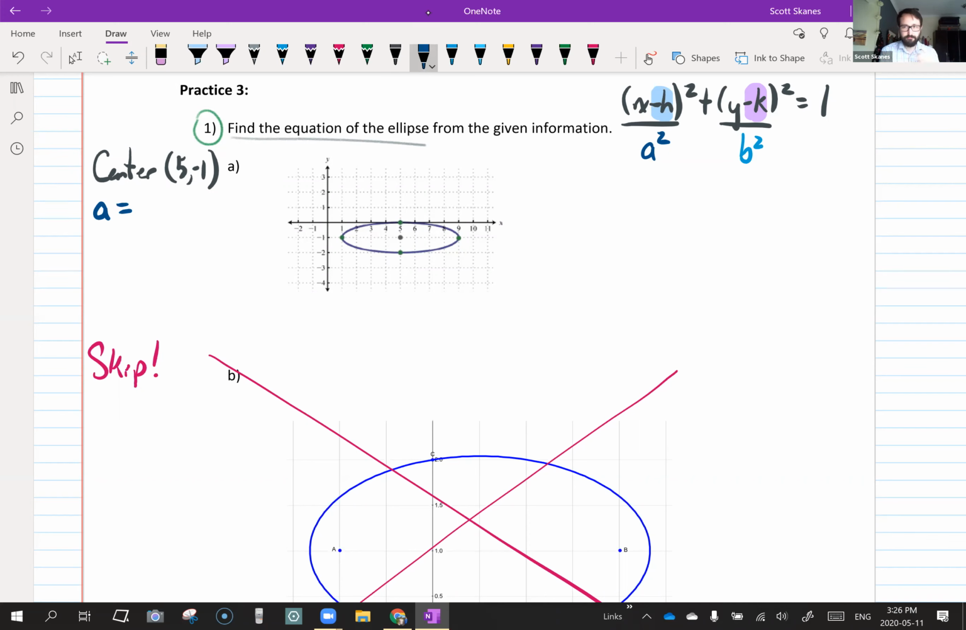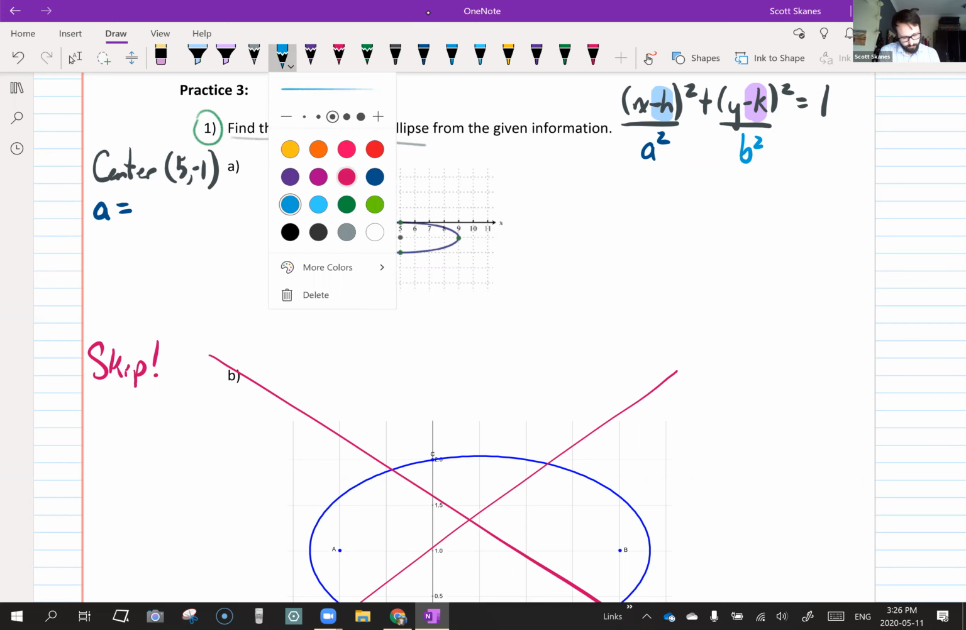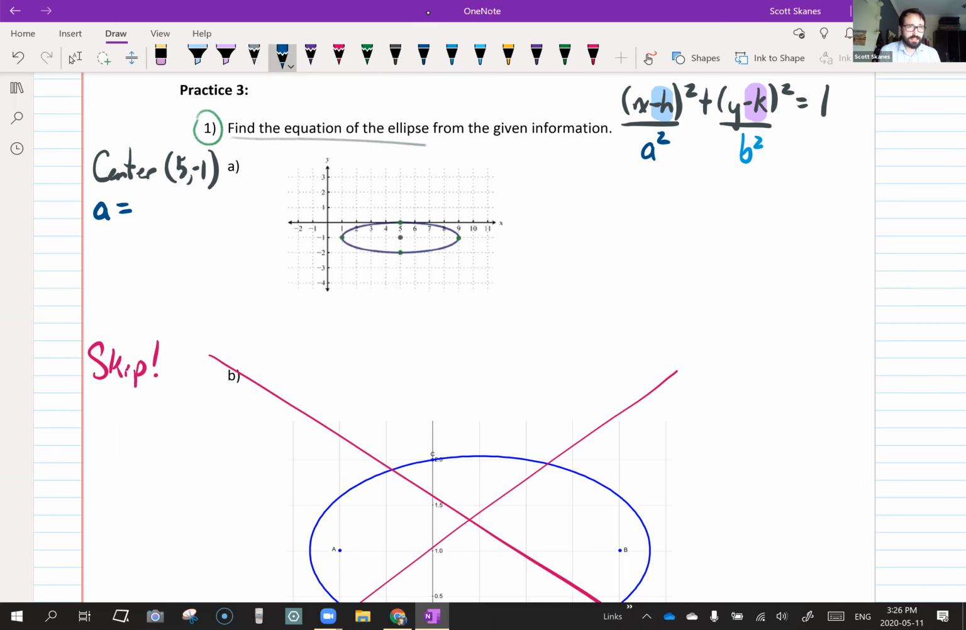What about A? What is A? A is the distance from the center to the vertex on the major axis. 1, 2, 3, 4. Yes, it is. A equals 4. I don't need A, really, I need A squared, so I might as well get it now. I'm going to eventually need A squared. So A squared is 16. So I have that piece.